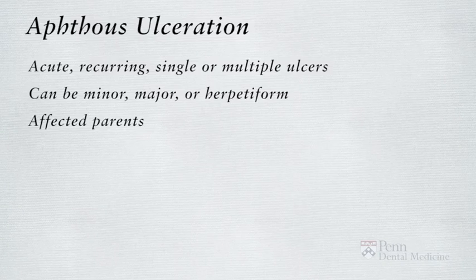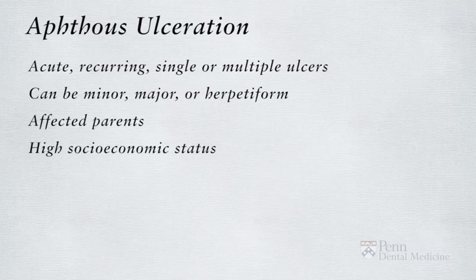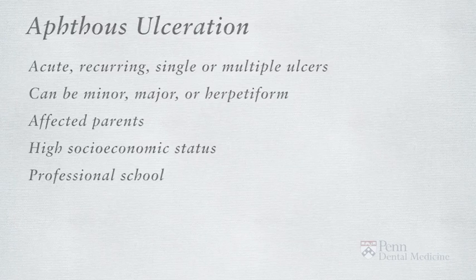Recurrent aphthous stomatitis is a very common condition seen in children and adolescents. Turns out that a child has approximately 90% chance of developing this condition if he or she has parents who have also had the condition. It's also associated with a higher socioeconomic status. Those that have gone to professional school also have noted to have a higher prevalence.